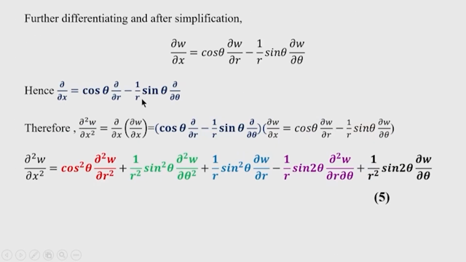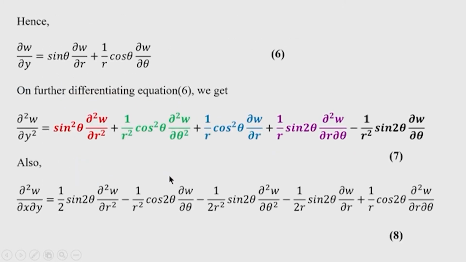This second term of equation 5 is 1 upon r square sin square theta del square w by del theta square. You can see del square w by del theta square, and the coefficient with it is 1 by r square sin square theta. This is written in green color in equation 5. A similar term we will find in equation number 7, also in green color.